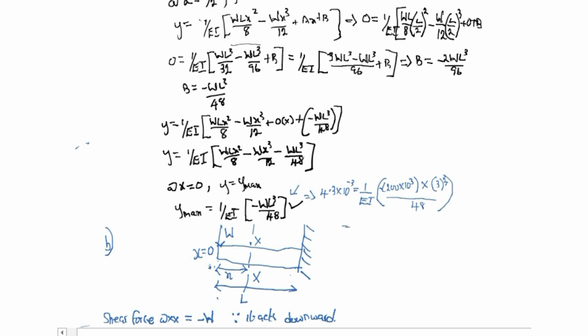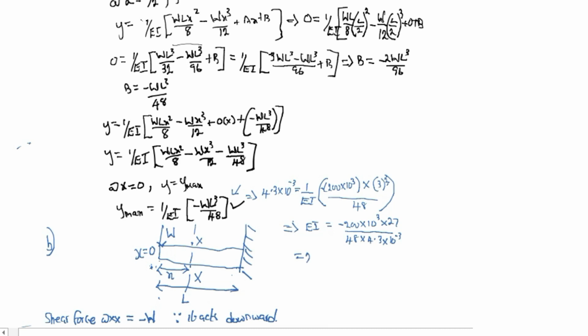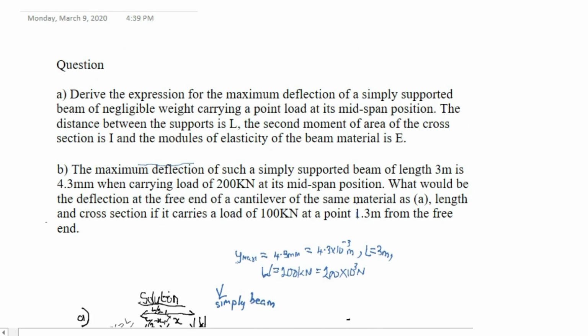and making our EI subject of the formula, we would have negative 200 times 10 power 3 times 27 over 48 times 4.3 raised to the power of negative 3, and finally it is equal to 26.2 times 10 raised to the power of 6. Right. Next, we refer back to the question again to know the remaining part.